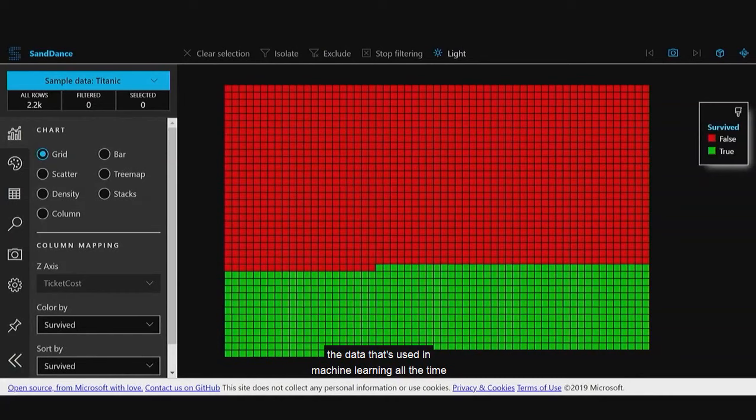Right now what we're seeing is all 2,207 people that were on the Titanic, crew and passengers, and you can see how many survived, the green ones, and how many didn't survive. You can see that only about a third of the people survived, and that's pretty daunting.